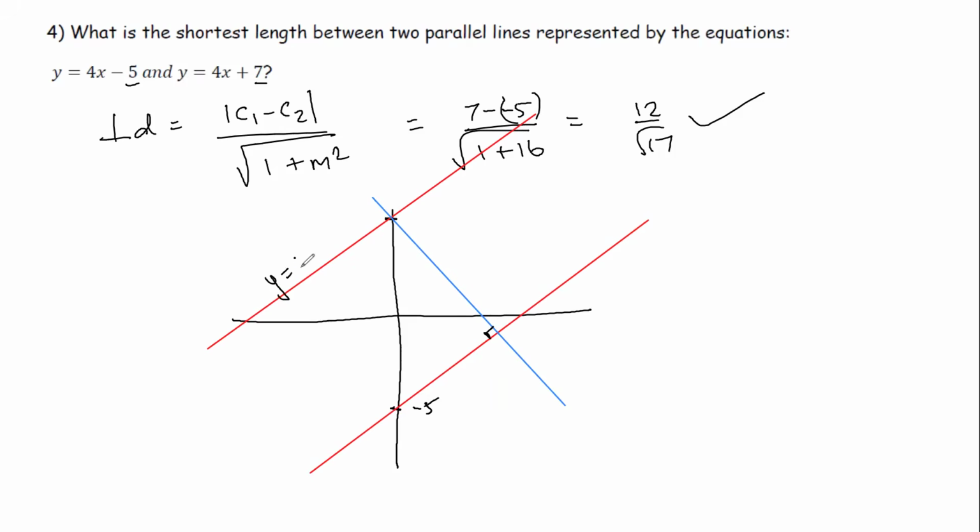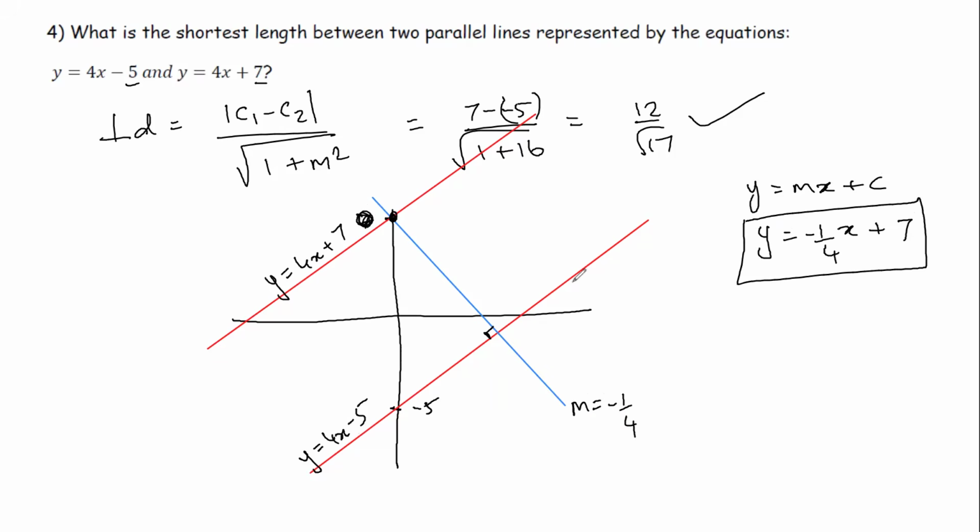Equation of this line is y is equal to 4x plus 7. Equation of this line is y is equal to 4x minus 5. Now, remember the product of the slopes of two perpendicular lines is negative 1. So if this is perpendicular to these two, then obviously the slope of this line m is negative 1 by 4. And using y is equal to mx plus c, the slope is negative 1 by 4, and the c part is obviously 7. This blue line has 7 as the y-intercept, right? So I'll use 7. So I've got my equation of this blue line.